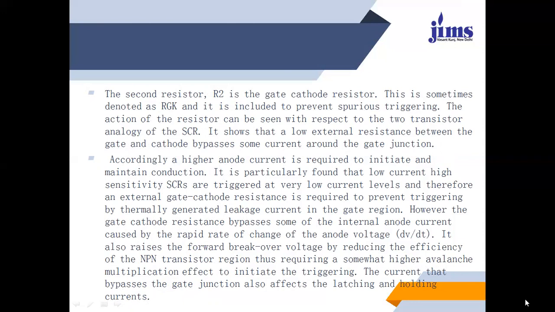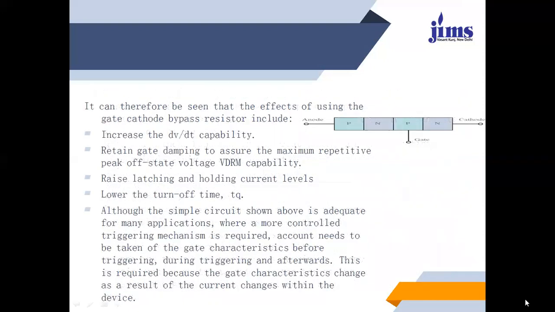The current that bypasses the gate junction also affects the latching and the holding currents of the SCR. It can therefore be seen that the effects of using a gate cathode bypass resistor include: first, increase the dV/dt capability; retain gate damping to ensure the maximum repetitive peak off-state voltage VDRM capability; raise latching and holding current level; lower the turn-off time.